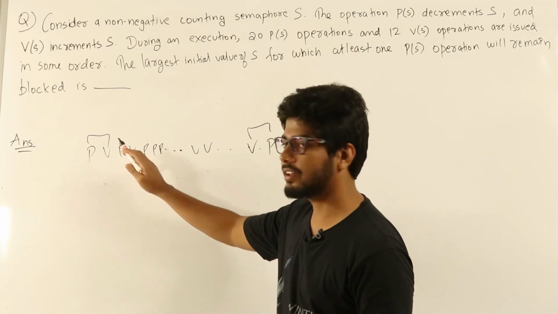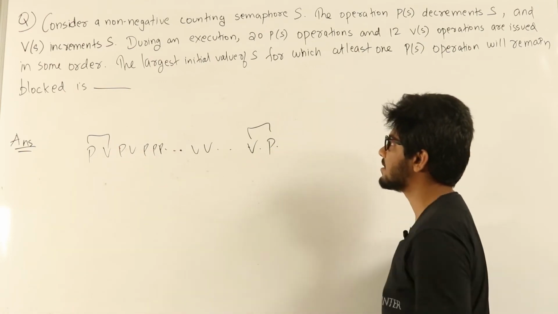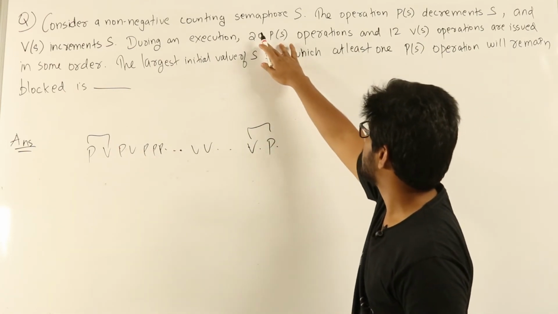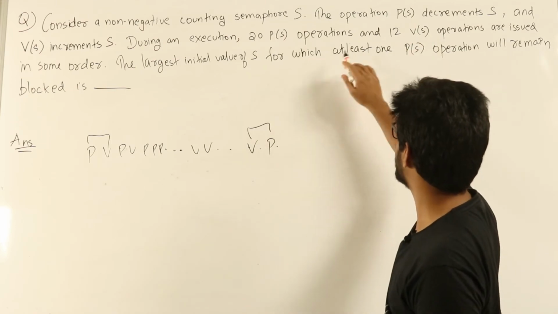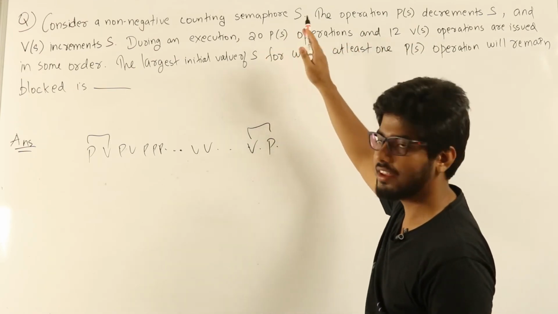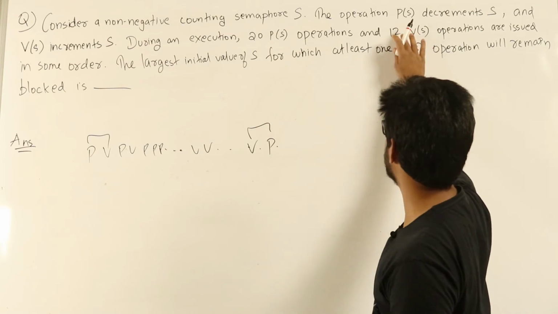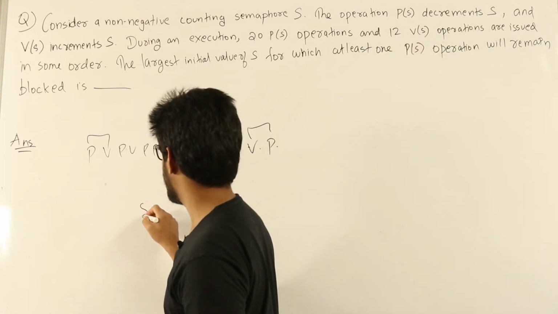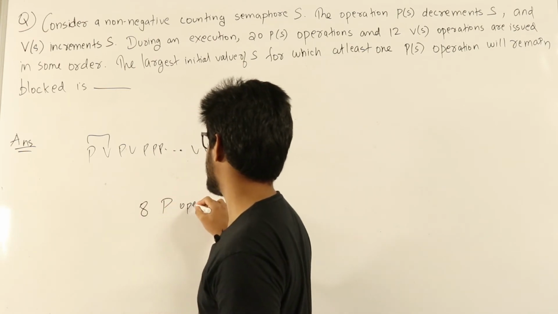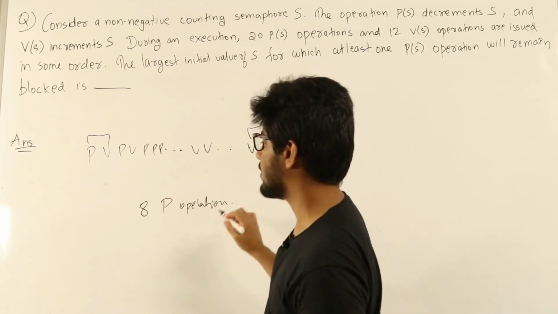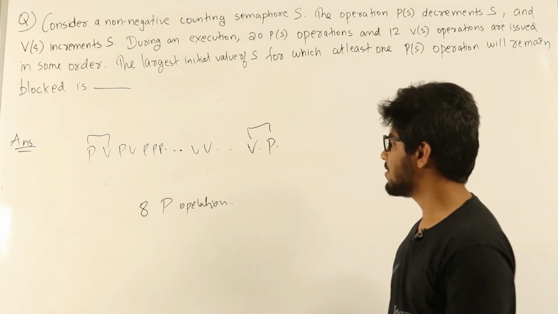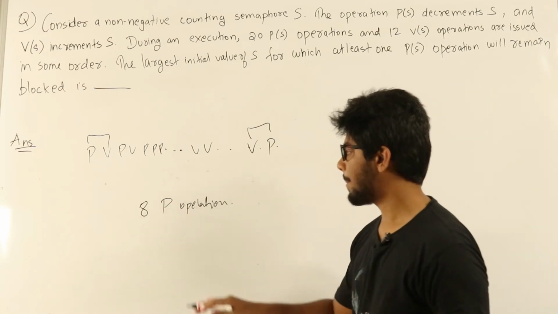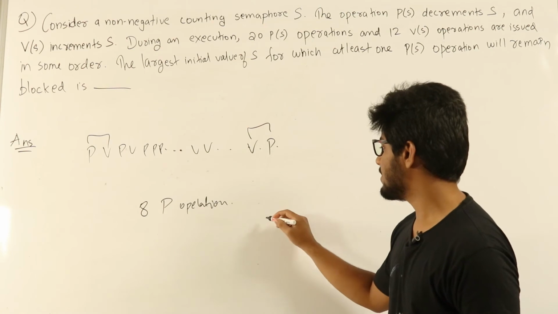P will decrease, V will increase. Similarly here, V will increase, P will decrease. So if we have 20 P operations and 12 V operations, the effect of 12 of those 20 P operations will be cancelled out by the 12 V operations. So we can consider this as 8 P operations alone.